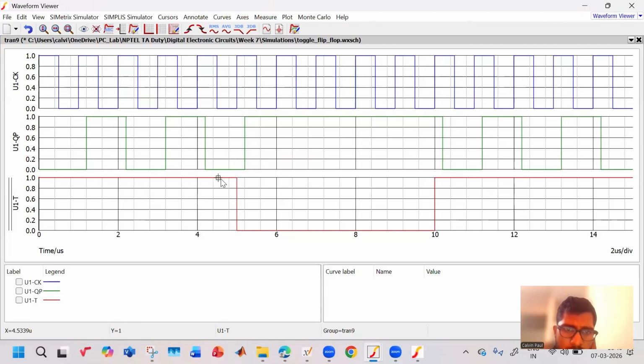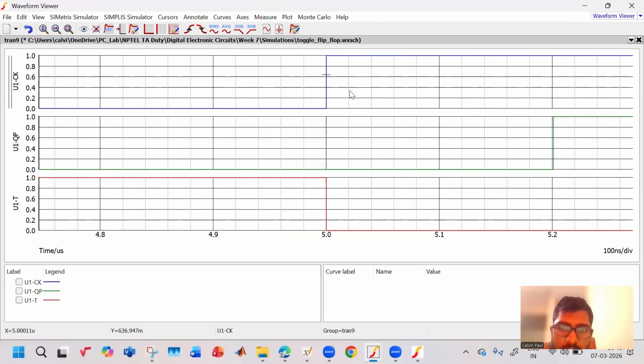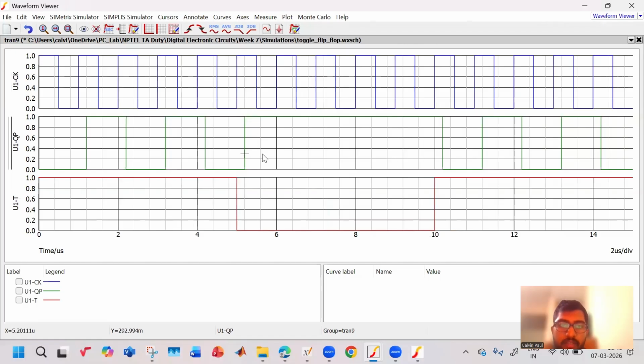Now it has gone low over here, right? So over here, again, there has been a positive clock, but your T was high, so that means it toggles and it will rise. But then now your T goes to 0. So even though you give pulse after pulse after pulse, it will not flip. Your bit will not flip.